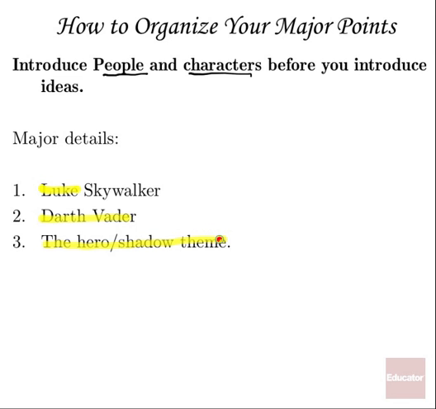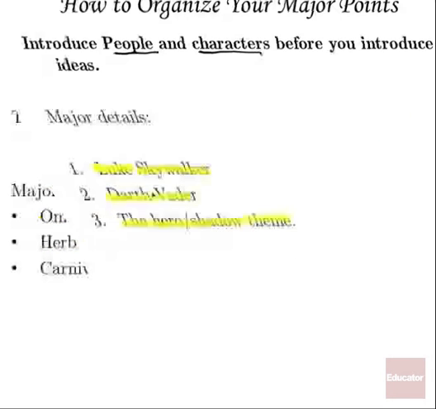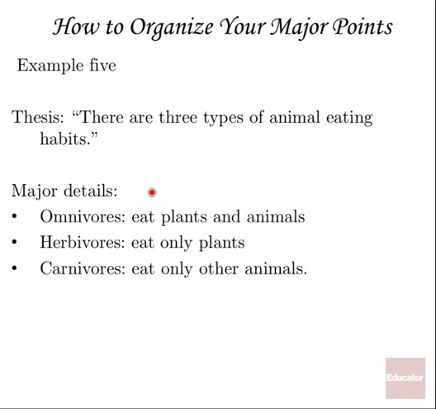By the time you get to paragraph 3, you're going to care, because I've already talked about these 2 characters, and hopefully in the essay, by paragraph 3, you care about them and you care about this hero-shadow theme. Sometimes, though, when you just list ideas, the order can seem kind of arbitrary. But you know what? Even with ideas like this, there are ways that you can actually organize it effectively.